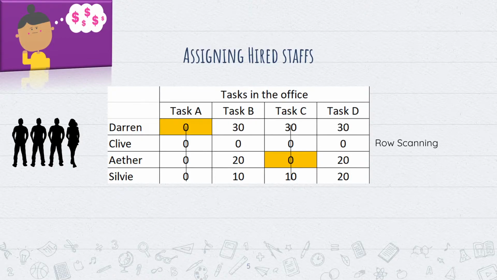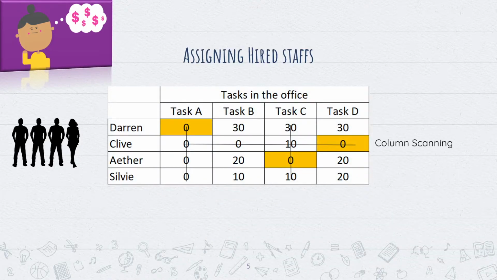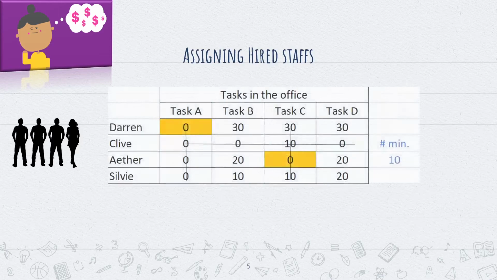Next will be column scanning. Column scanning is opposite to that of a row scan, which crosses out 0 cells and marks a line horizontally to that of a single-0 column. The minimum number of lines should be equal to the number of x and y's, which are the people or tasks. It will confirm the solution for the problem.